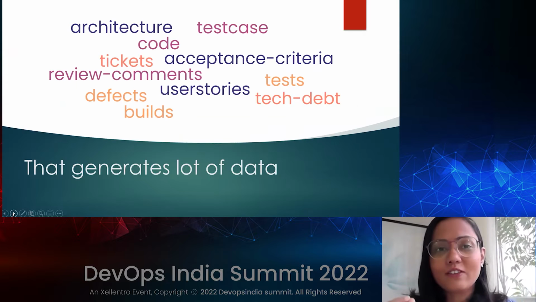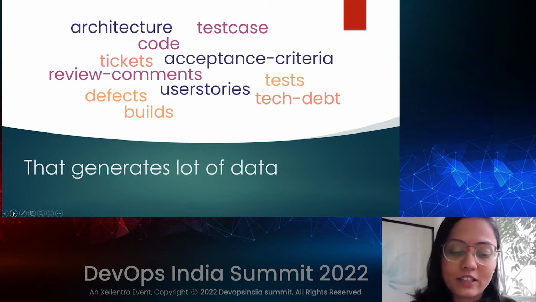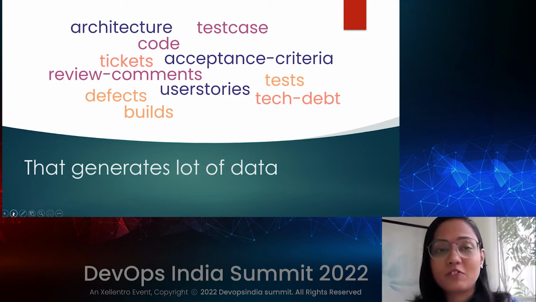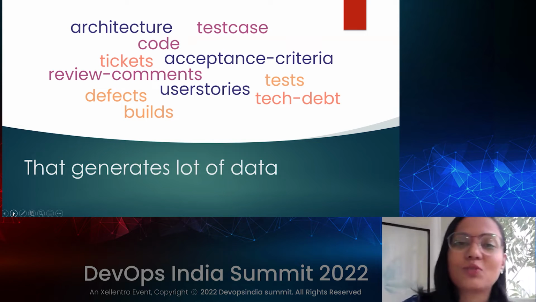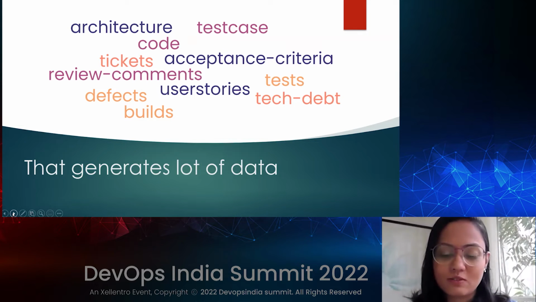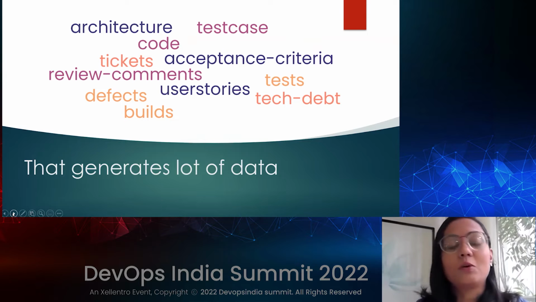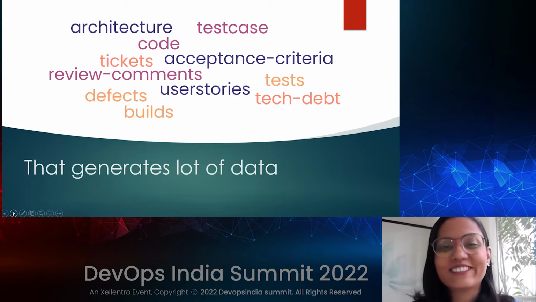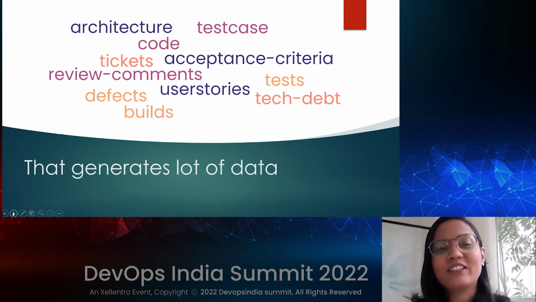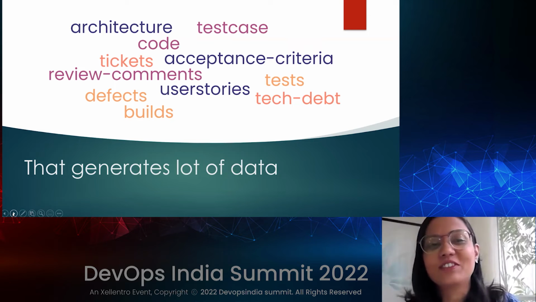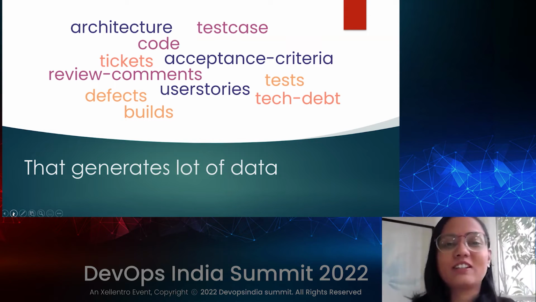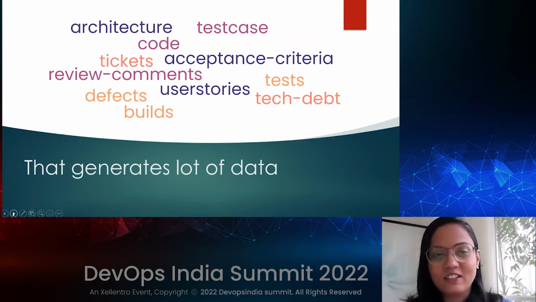So essentially, right from the data that gets generated, the documents that you might have written when you are doing the architecture, or the test cases that you have, your user stories, which form your starting point, your tech debt analysis, which says how good, bad, or ugly the code you're writing is. Your number of builds if you're doing CI/CD, your defects, review comments, acceptance criteria, all of this data is floating around us.